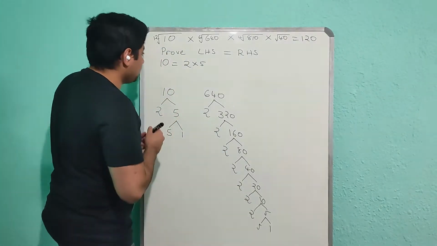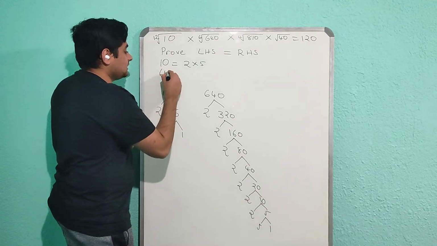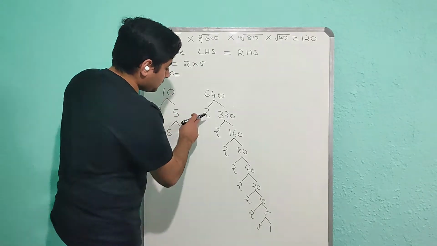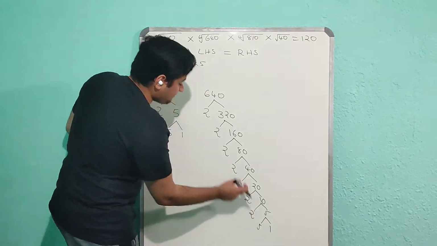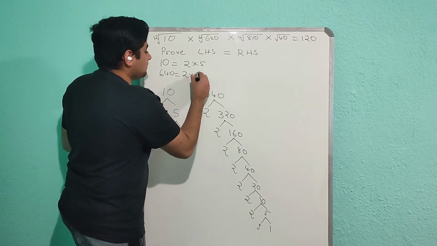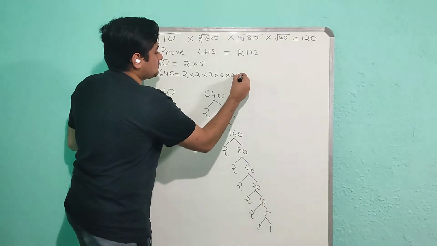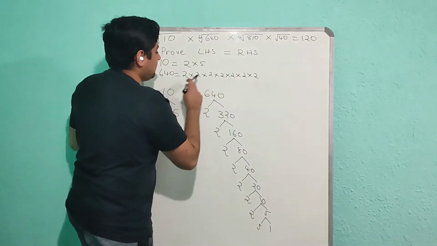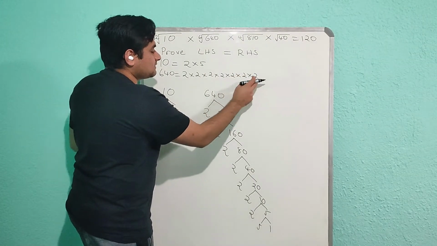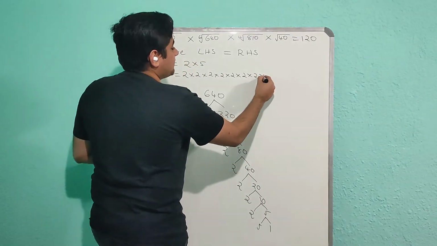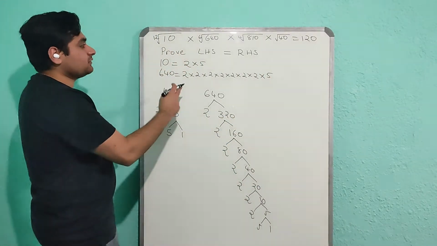So the prime factors of 640 are everything on the left side. Let's write them: for 640 we got 1, 2, 3, 4, 5, 6, 7 twos, times 5. So these are the prime factors of 640.